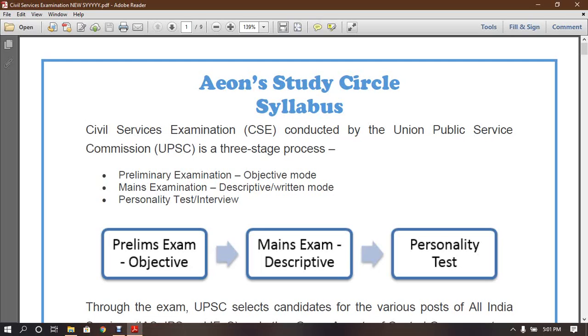Today we will discuss the civil service syllabus and the exam pattern. First of all, we will study the preliminary examination. The civil service examination is conducted by the UPSC, Union Public Service Commission. The civil service examination contains three types of examination. First, the preliminary examination. Second, the mains examination. Third, the personal test or interview.